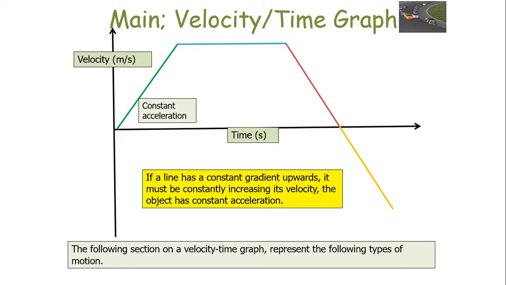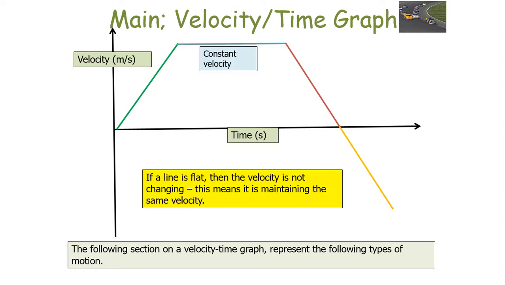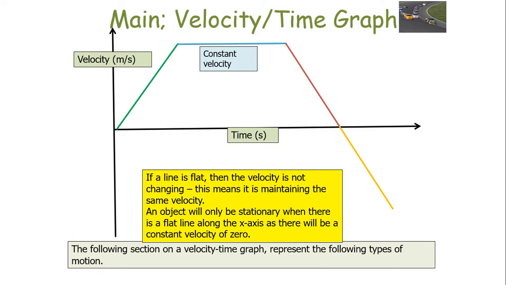Now, we can look at different sections of a velocity time graph and understand the different types of motion. So if a line has a constant gradient upwards, it's a straight line going upwards, it must be constantly increasing its velocity, so it has a constant acceleration. If the line is flat, the velocity is not changing, this means it's maintaining the same velocity. Now an object will only be stationary when there's a flat line along the x-axis because it'll have a constant velocity of 0. In this particular example, it has a constant velocity, but it is still moving because the line is not on the x-axis.